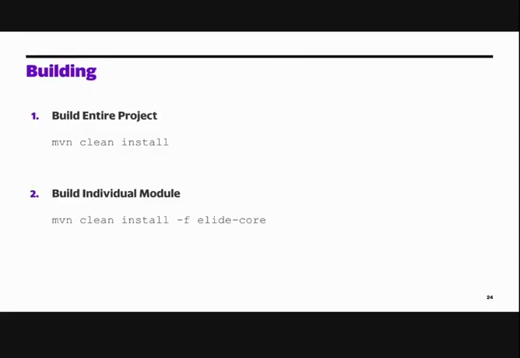To build Elide, you would basically go to the root of the project and run maven clean install first, and that will build all of the submodules in the monorepo and install them locally. You would do this first, at least once, and thereafter you can build individual modules by running maven clean install and then giving the particular submodule you want to build.